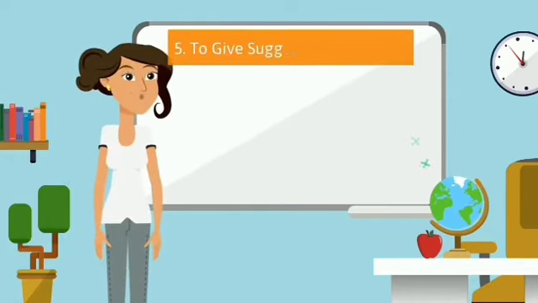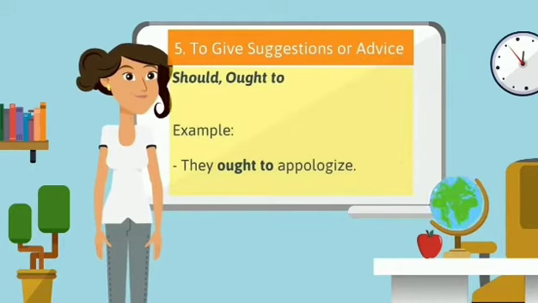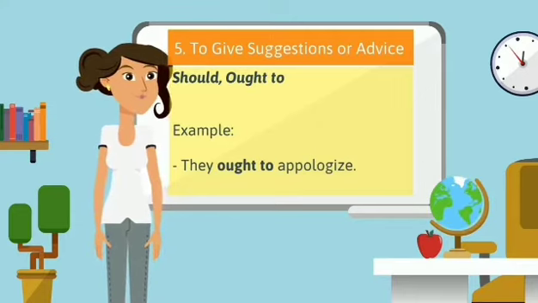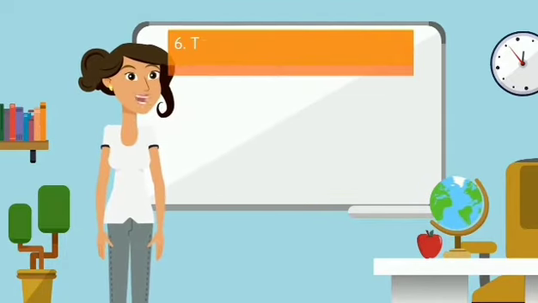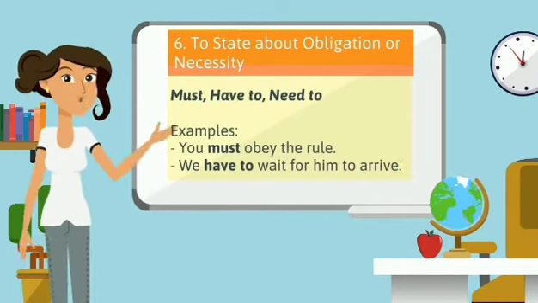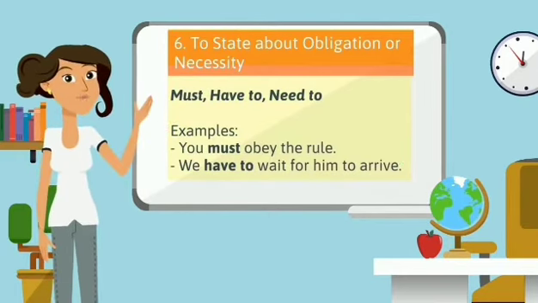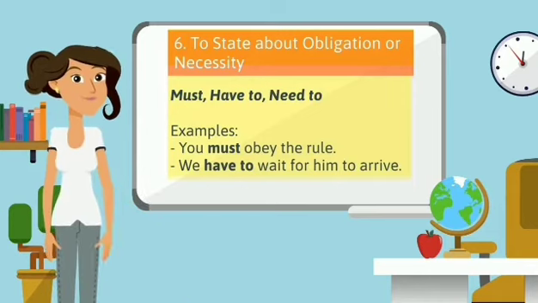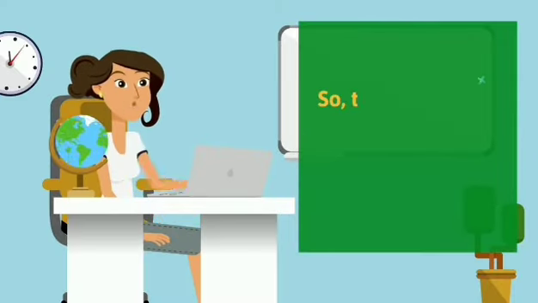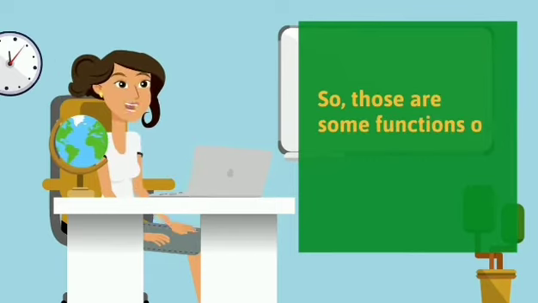Modals can also be used to give suggestions or advice. You can use should or ought to. For example, they ought to apologize. That is advice using the modal ought to. Last one is to state obligation or necessity. We can use modals like must, have to, and need to. For example, you must obey the rule, or we have to wait for him to arrive. Here we use must and have to state necessity. So, those are some functions of modal verbs.